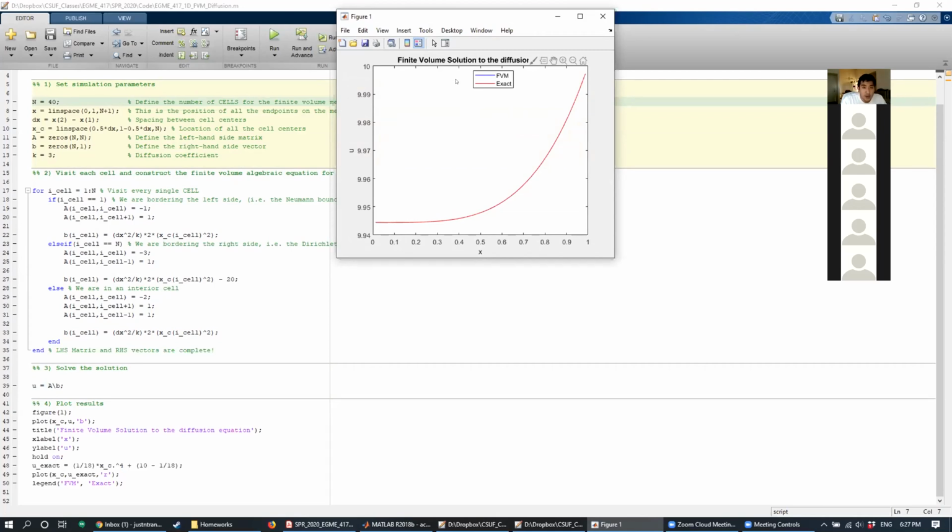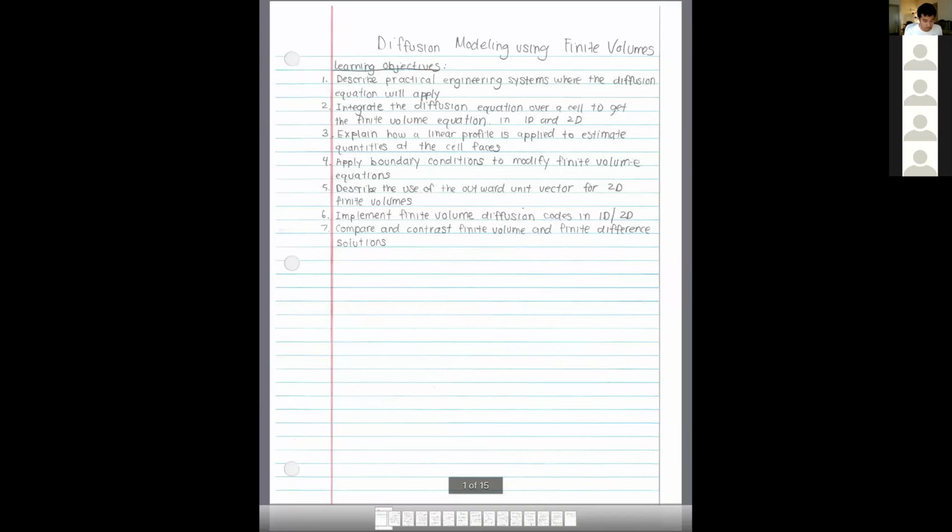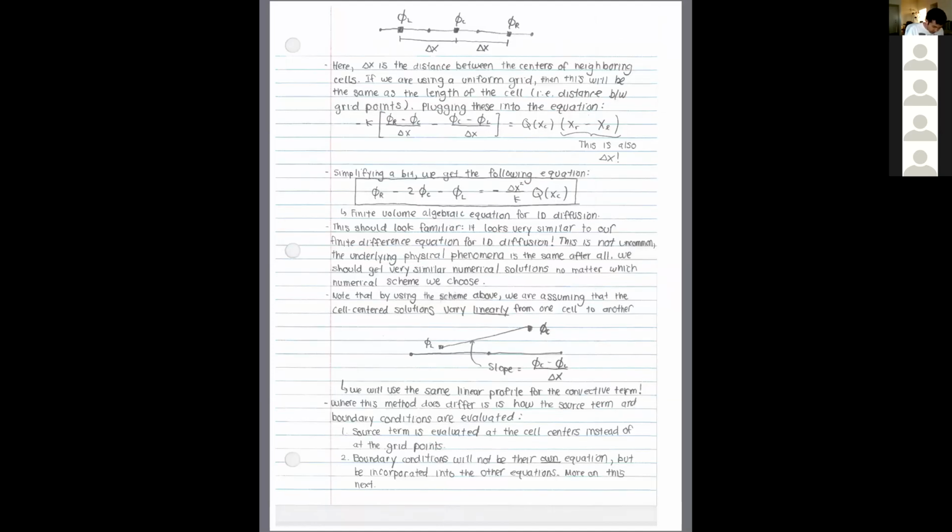Okay. Are there any last questions on 1D diffusion that I can cover here? While I'm bringing up the notes again. All right. If there are no questions, then let's move on to 2D diffusion. Okay.